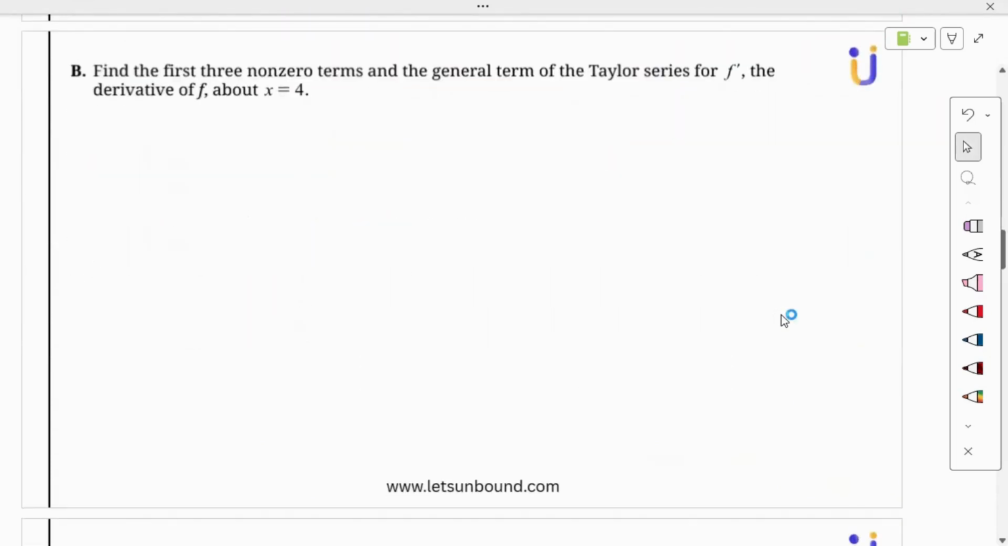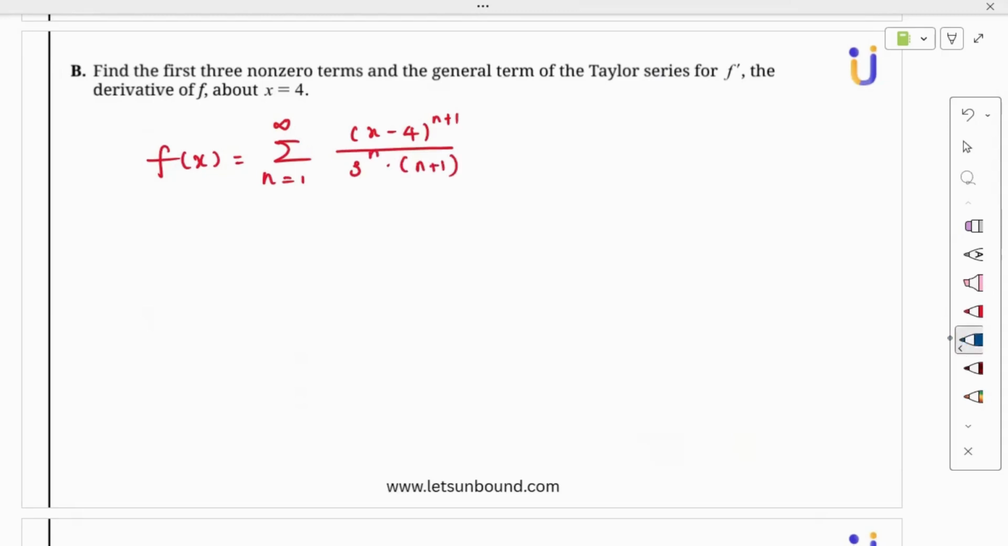Find the first three non-zero terms and the general term of the Taylor series for f dash, the derivative of f, about x is equal to 4. Okay, let me write what is f of x. f of x in general form is the sum from n is 1 to infinity of x minus 4 whole power n plus 1 divided by 3 power n into n plus 1. Right? Now differentiate with respect to x, very basic differentiation.